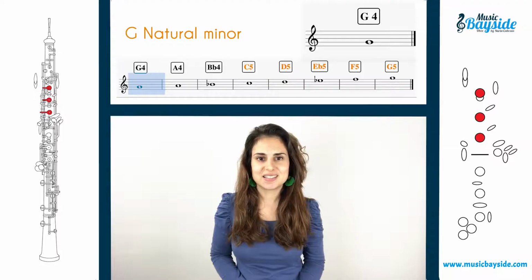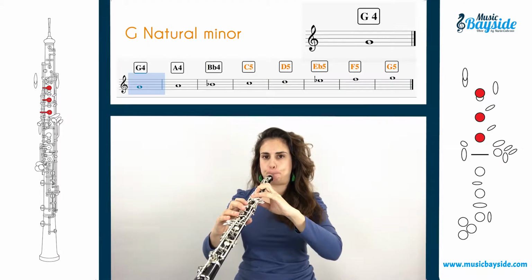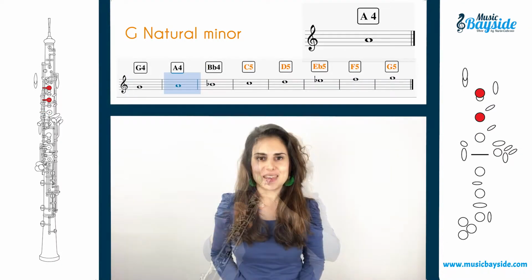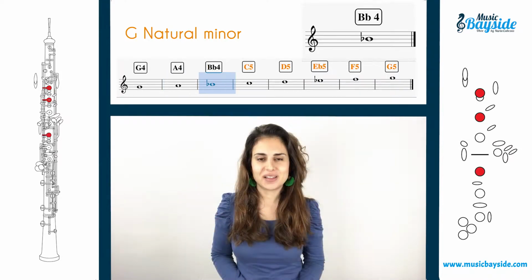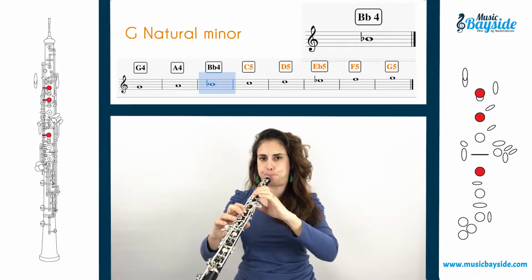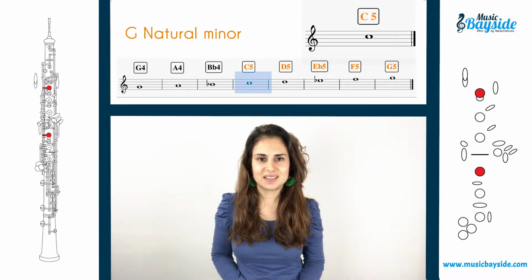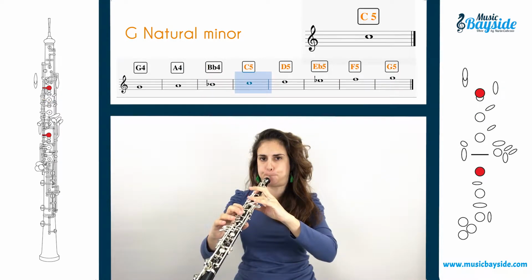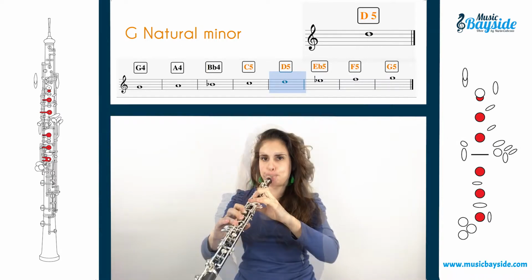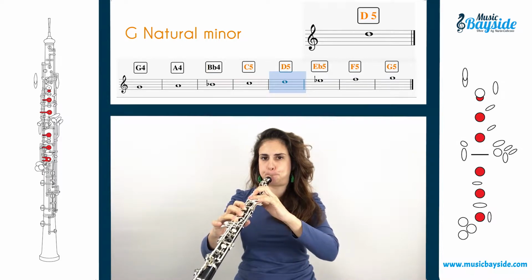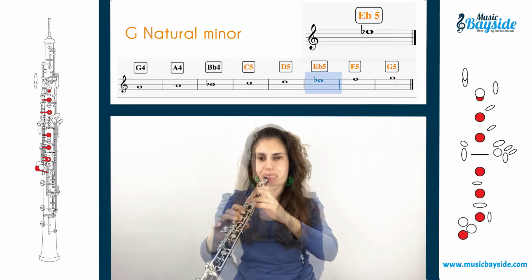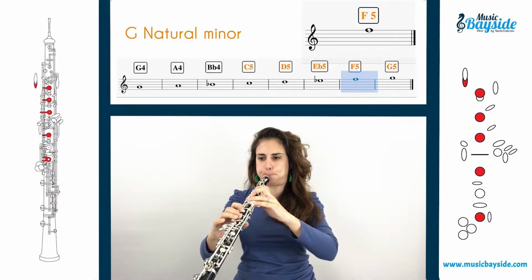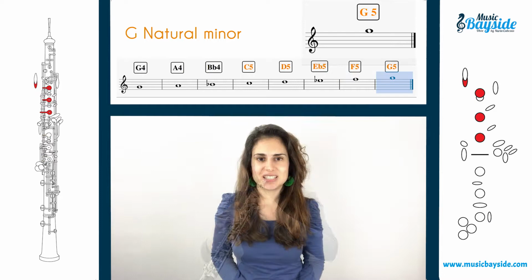Natural G minor. G, A, B flat, C, D, E flat, F, G.